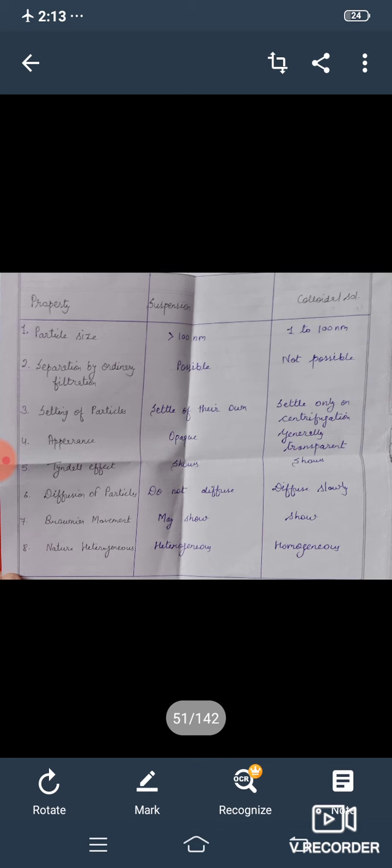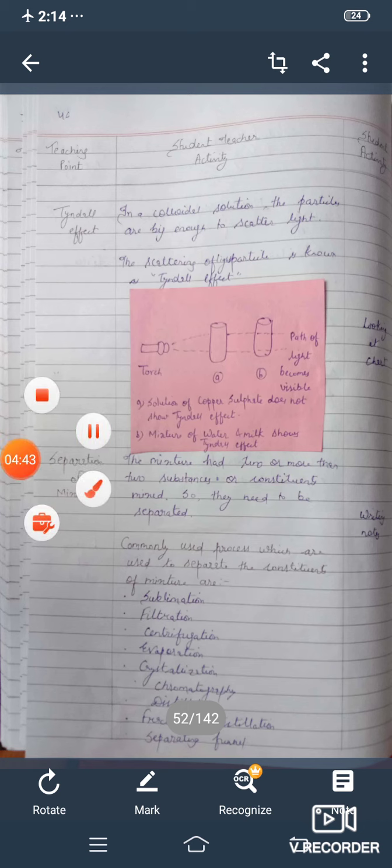Now the Tyndall effect: suspension shows the Tyndall effect as well as colloidal also shows the Tyndall effect. Diffusion of particles: suspension particles do not diffuse, and in colloidal solution the particles diffuse slowly. Brownian movement may or may not be shown in suspension, and in colloidal solution it will definitely show. Nature is heterogeneous in suspension and homogeneous in colloidal solution.